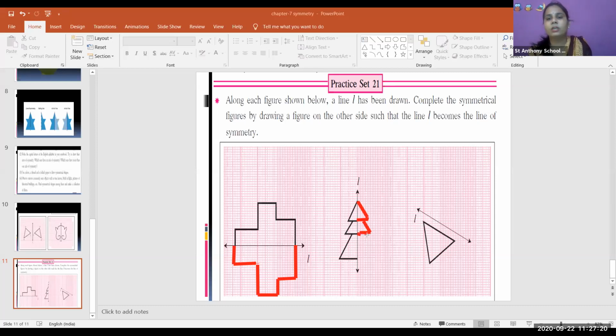And your diagram should be sharper. I am doing it on my PC, that's why I cannot draw it properly, but you have to draw it properly in your notebook, because I am not having any scale to do this. So in this way you have to draw the diagrams. You have to complete the diagram so that line L becomes the line of symmetry. Line L will become the line of symmetry only when these two sides, two diagrams, look exactly similar to each other.